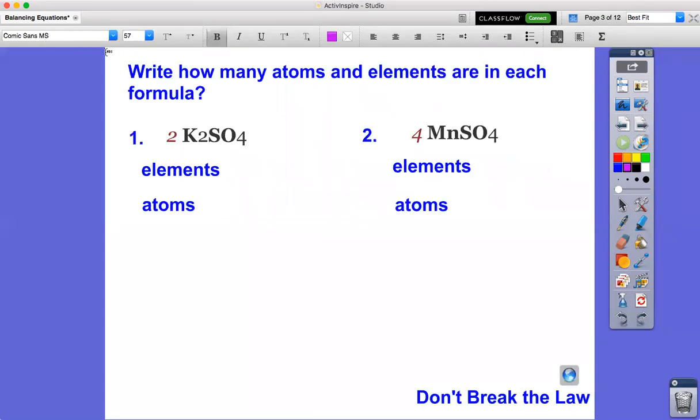Okay, the first thing I'd like to start with is just to remind you about counting atoms and elements. So if we look at the very first one, we have the 2 here. That 2 is the coefficient. And then we have a 2 here and a 4 here. Those are the subscripts. Now remember that the 4 only goes with the O. The 2 only goes with the K. But the coefficient 2 goes with the K, the S, and the O. Okay? So how many elements are there?